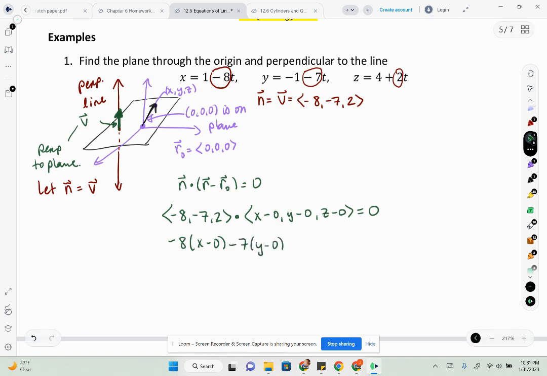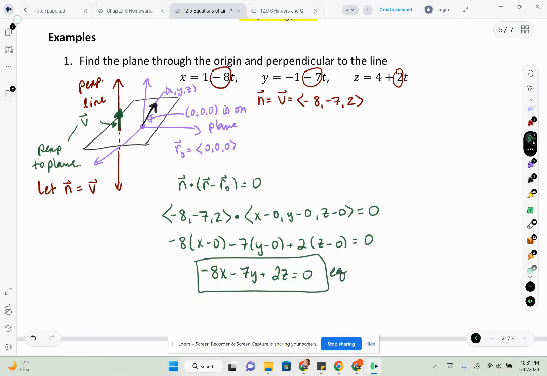-7 times y minus 0 plus 2 times z minus 0 is equal to 0. Distribute and stop writing the zeros. We get -8x minus 7y plus 2z is equal to 0. And this is the equation of the plane. So this is our scalar equation, and this right here was our vector equation of the plane. Typically, you only have to give your scalar equation, but you get there from the vector equation.